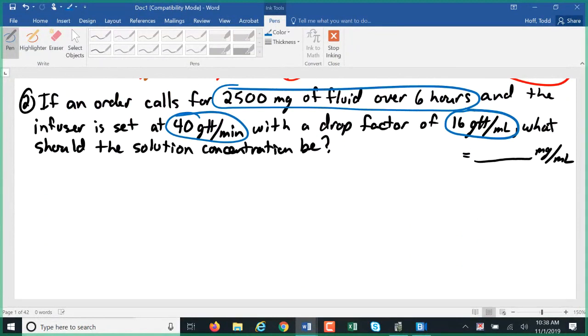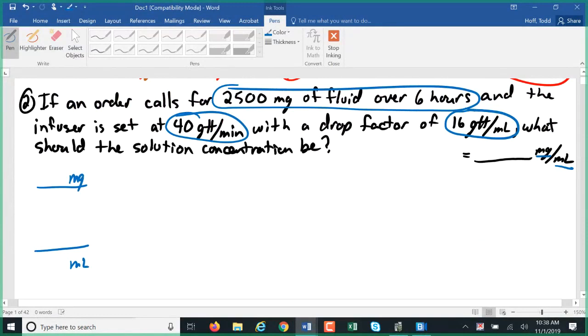We want the concentration of our solution. Concentration is given in milligrams per milliliter. So I either want to start off with something that has milligrams in the numerator, something with milligrams on top, or I want to start out with something with milliliters on bottom. Either one will work here. I'm going to do it actually both ways. I'm going to start out with the milligrams on top. So we'll do this version first. And what we have that has milligrams on top is that order. 2,500 milligrams over 6 hours.